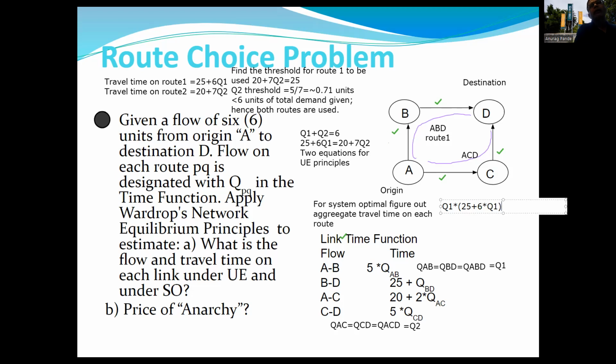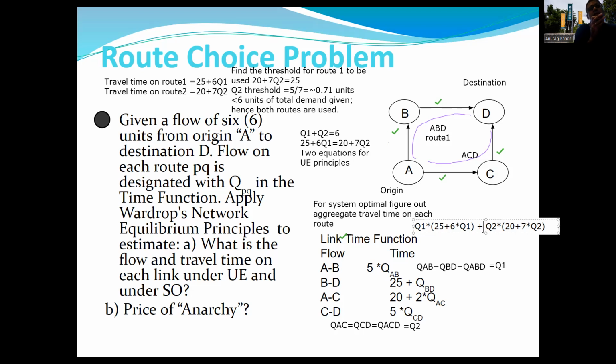And on route 2, what will be the route 2 aggregate travel time? It will be Q2 times 20 plus 7 times Q2. Okay. So now I've figured out the aggregate travel time on both routes individually. And if I add that, I can get the total system travel time.